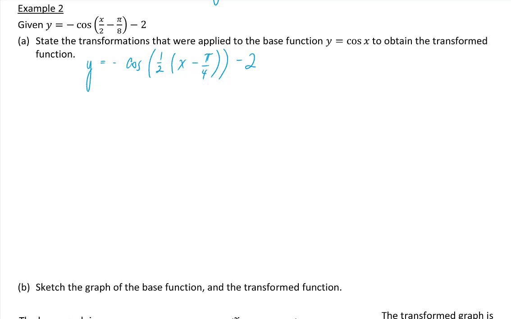So what are the transformations that are applied to the graph of y equals cosine x? Well, starting with the a value, first of all, it's reflected across the x-axis.